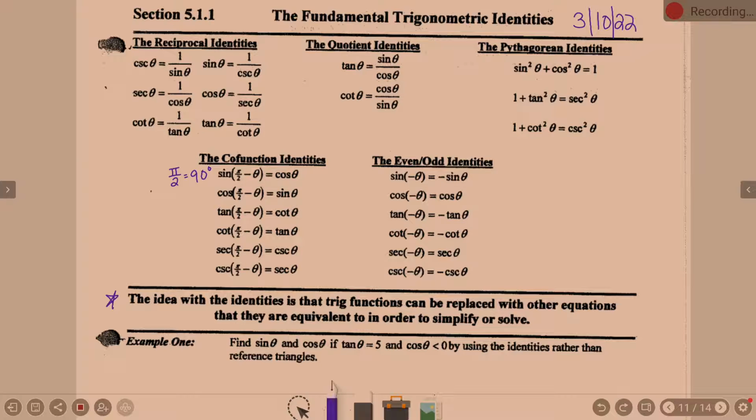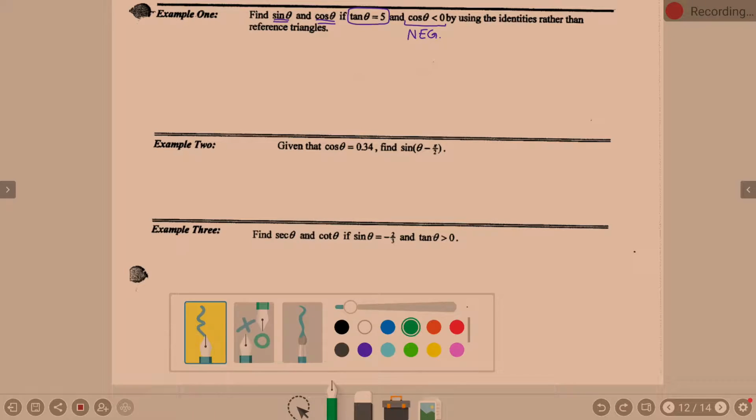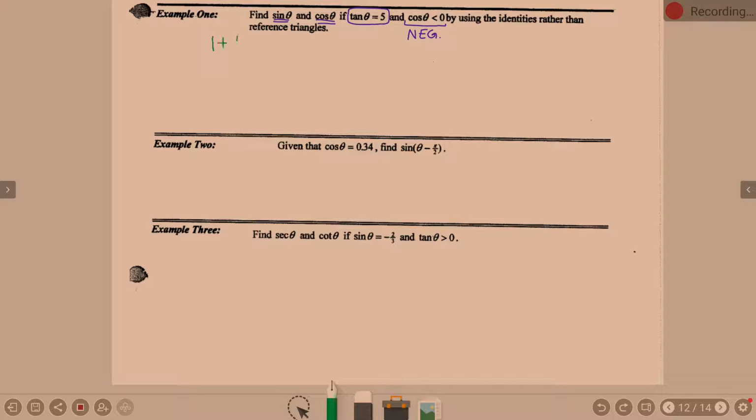And there is, isn't there? Right there, 1 plus tangent squared equals secant squared. So that's a Pythagorean identity we're going to use. Now, that's not the only way we could do this problem, but this is an option. So let me write this out as 1 plus tangent squared theta equals secant squared theta.